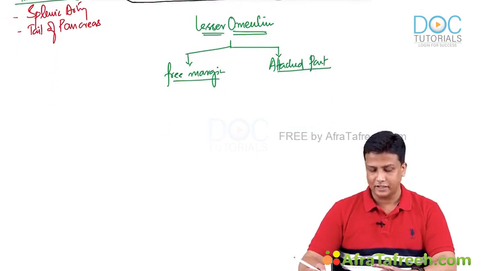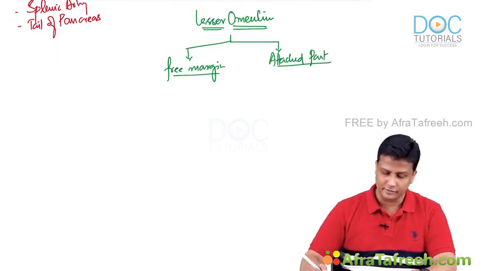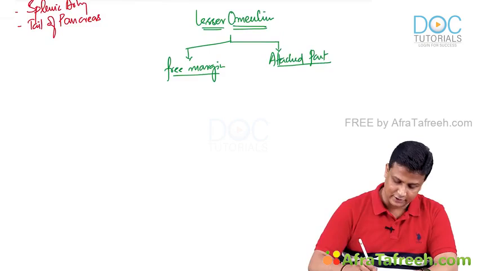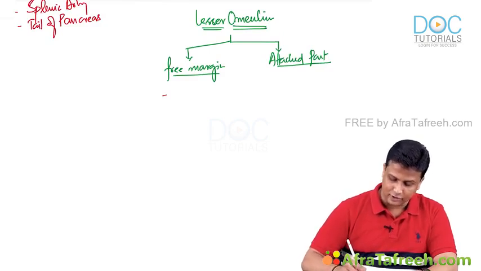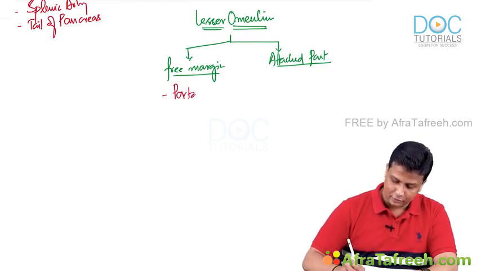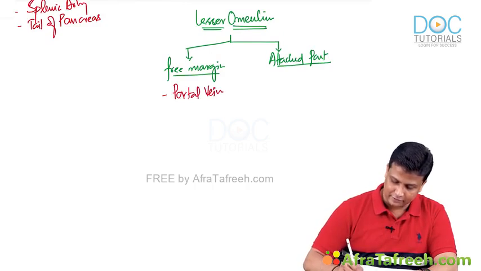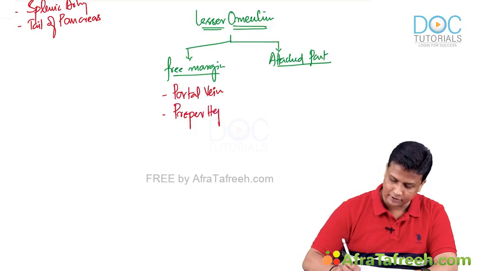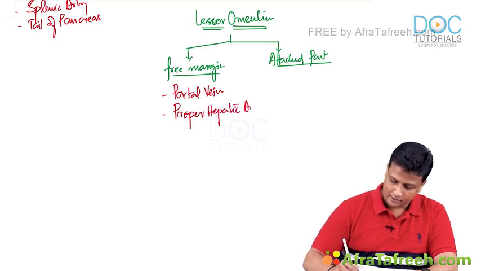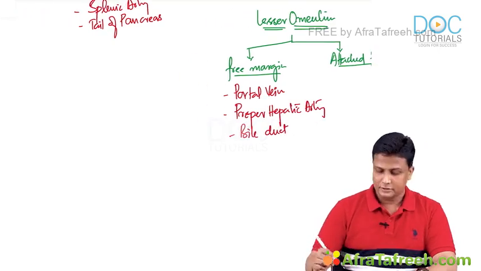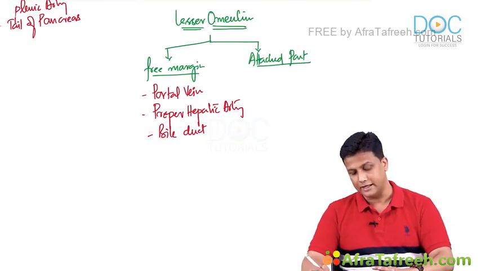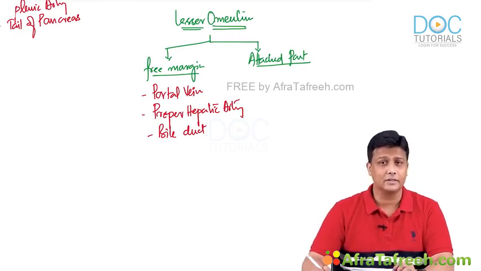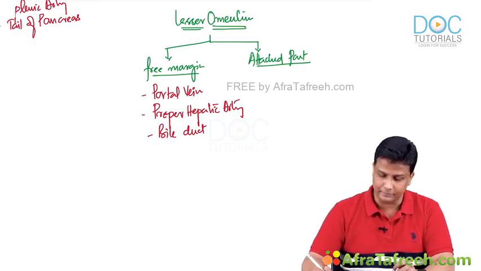Now, what do you have in the free margin of lesser omentum? Free margin of lesser omentum, almost every student knows that it will consist of the portal triad. The portal vein, which is supplying the blood to the liver. Number 2, the proper hepatic artery, which is also supplying the blood to the liver. And number 3 will be the bile duct. So the portal vein, the proper hepatic artery and bile duct, all the three of them are present in the free margin of the lesser omentum.